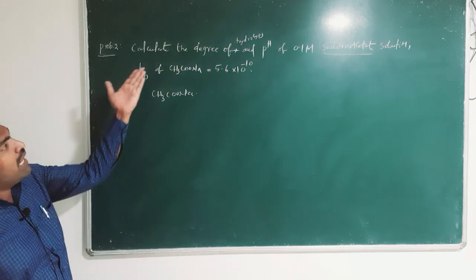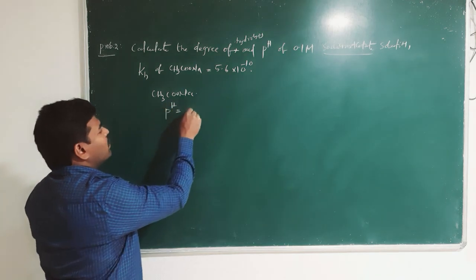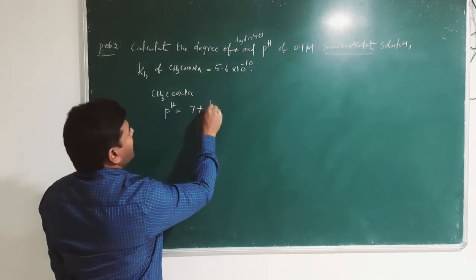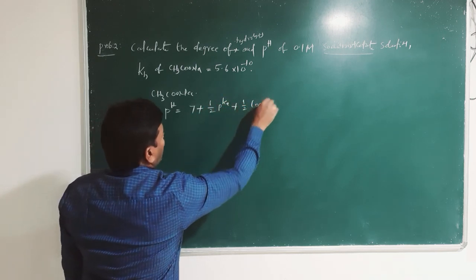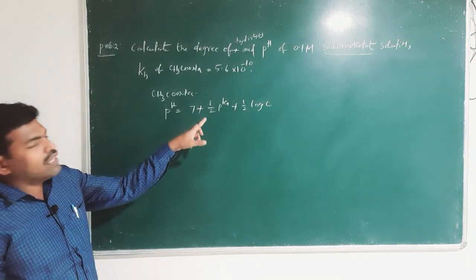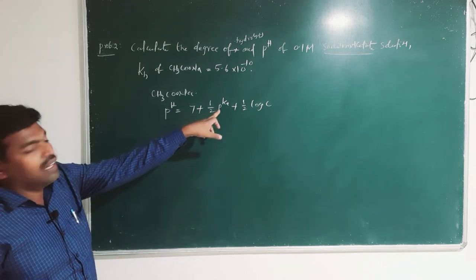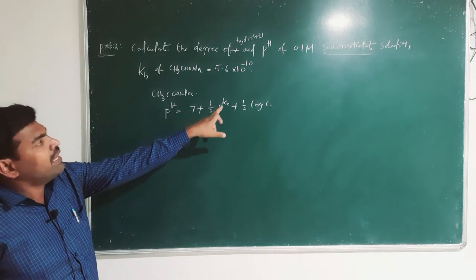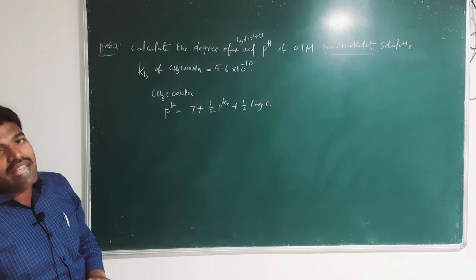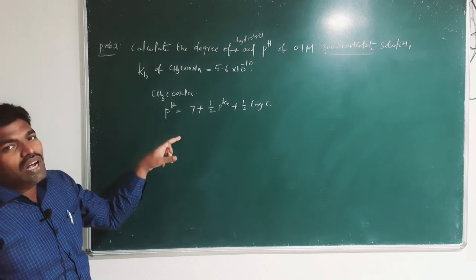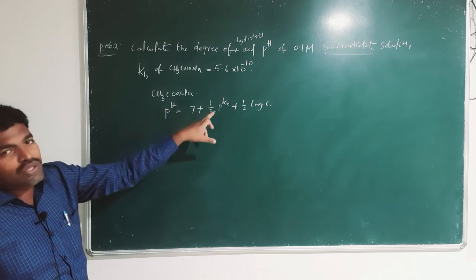But they asked to calculate the pH. We have an equation to calculate the pH, that is pH is equal to 7 plus 1 by 2 pKa plus 1 by 2 log C. By using this equation, we are not able to calculate the pH because we do not have the data for pKa. Of course, we know the value of concentration, but we do not know the Ka value. So we cannot calculate the pH by using this formula.